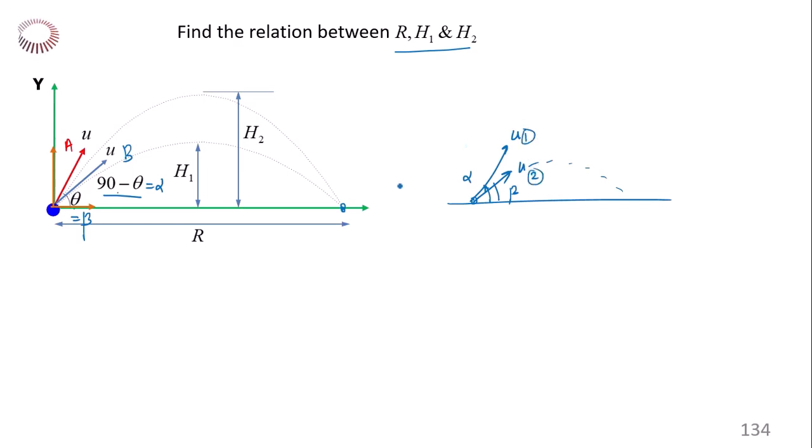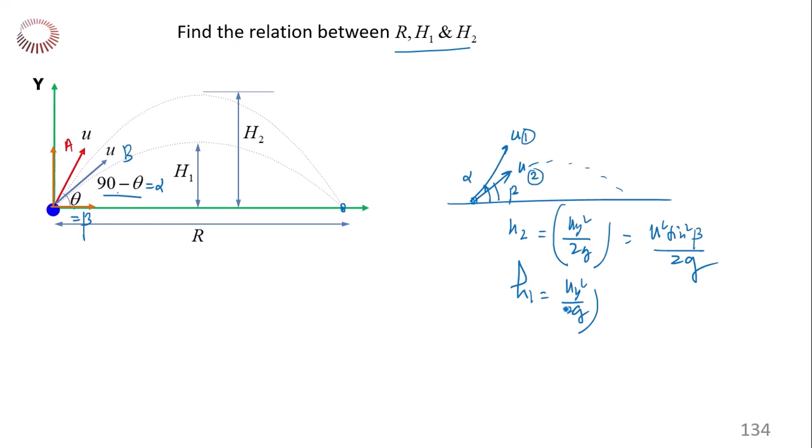So for the second particle, can I say that H2 should be equal to how much? Uy square by 2g. What is Uy? Uy for this should be equal to u sin beta. For the second particle, it is u square sin square beta by 2g. Similarly, H1 should be equal to Uy square by 2g, but now for the first particle, that is u square sin square alpha by 2g.